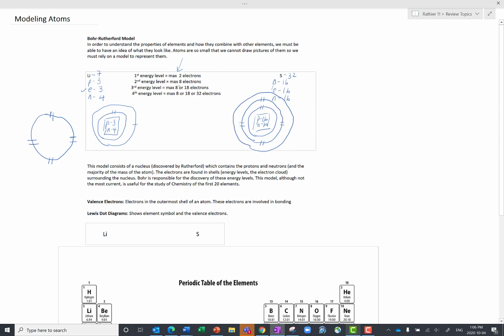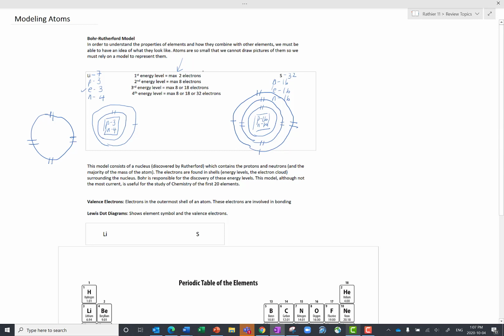Now this one can fit 8 or 18. Okay, we're not going to reach that maximum point, but we've got 6 more to place. So I'm going to do 1, 2, 3, 4, 5, 6. Okay, so that is my model of the sulfur atom.